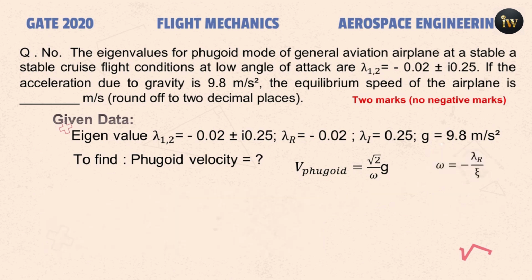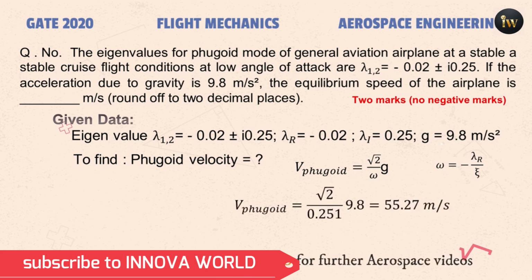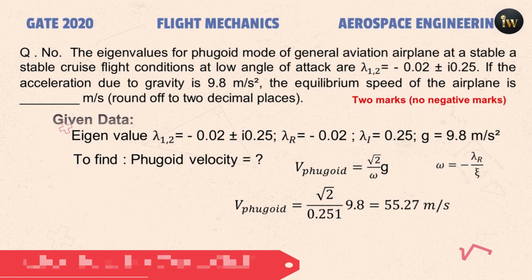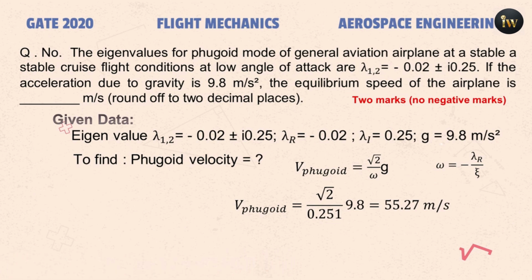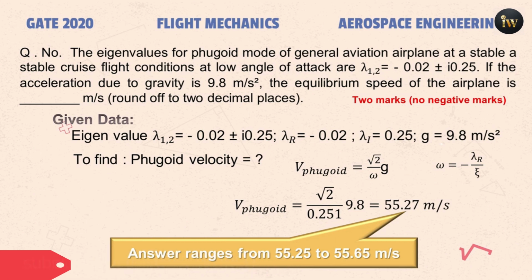Substituting that value into the phugoid velocity, the phugoid speed of the airplane is root over 2g by omega n. G is 9.81 and omega n is 0.251. Substituting the values, we get 55.27 meters per second, rounded off to 2 decimal places. The answer range is 55.25 to 55.65, which is within the proper limit.